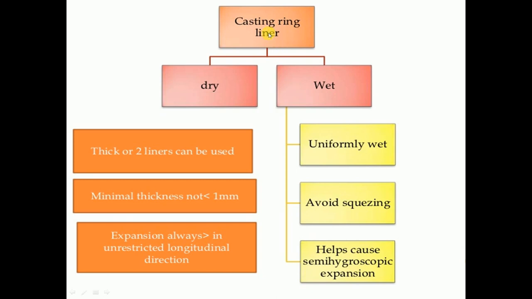Casting ring liners, as I've already told you, can be dry or wet. In the dry technique, one or two liners can be used with a minimal thickness of less than 1 mm. Important from your MCQ point of view, expansion is always greater in the unrestricted longitudinal direction. In the wet casting ring liner, it is uniformly wet. You have to avoid squeezing, and it helps cause the semi-hygroscopic expansion.